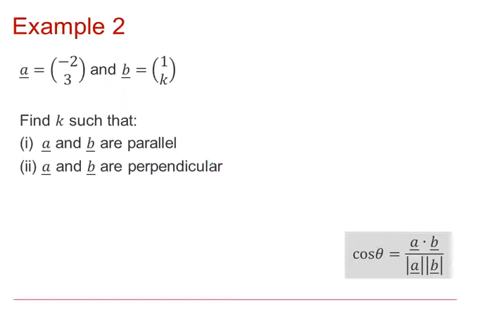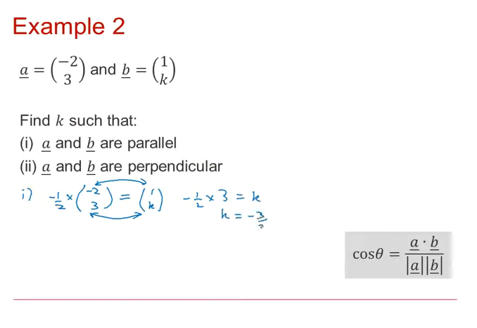Here we've got to find the value of little k so that A and B are parallel vectors. If A and B are parallel vectors, we should be able to take vector A and multiply it by a number in order to get to vector B. One of them is a scalar multiple of the other. Looking at the top elements first, we can multiply minus 2 by minus a half to create this top element of 1. Now if you apply it to the bottom element, minus a half times 3 needs to be k, so k is minus 3 over 2.